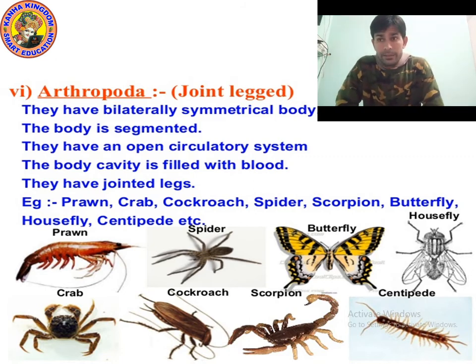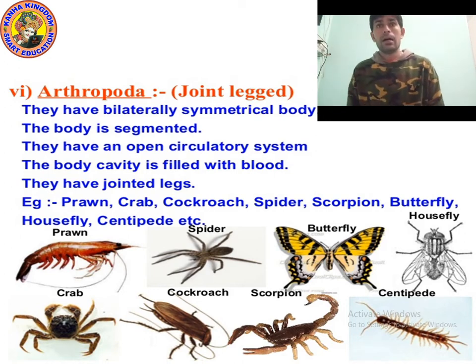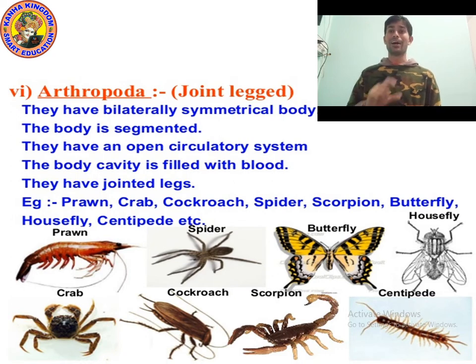Okay, kids, now let's talk about Arthropoda. Arthropoda is the biggest group. When I hear this word Arthropoda, there is a word which just comes to my mind: kida makoda. Arthropoda includes insects. It is the largest group of Animalia. They have jointed legs, as you can see in the picture also.